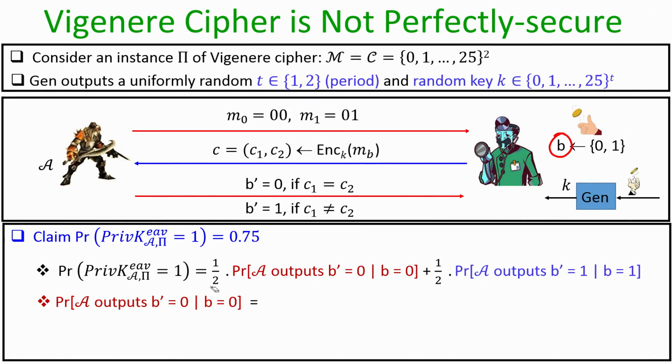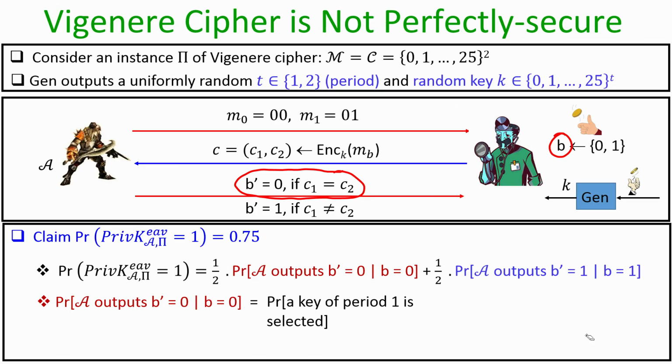So, let us first compute the probability that the adversary's analysis outputs b' equal to 0, given that indeed b is equal to 0. That means we now want to analyze the probability that if M0 is encrypted in C, the adversary's analysis indeed outputs b' equal to 0. If you see the adversary's analysis, the adversary outputs b' equal to 0 only if both the ciphertext characters are the same, and if indeed 00 is encrypted, then there are two possibilities: the key could be of period 1 or the key could be of period 2.